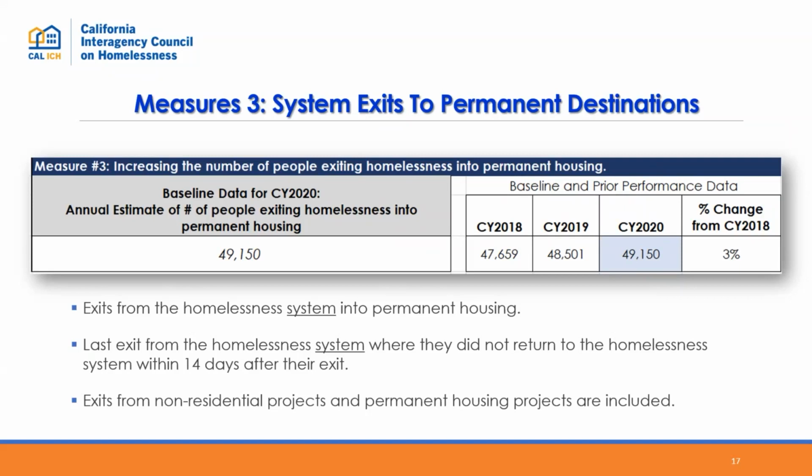As with the other outcome goal performance measures, exits to permanent destinations from non-residential projects while the person was experiencing homelessness are also counted in Measure 3. The exit destinations counted as permanent destinations are the same as in the HUD SPM. Measure 3 does not include exits to temporary or institutional settings. That data is included in the Measure 3 detail tab.